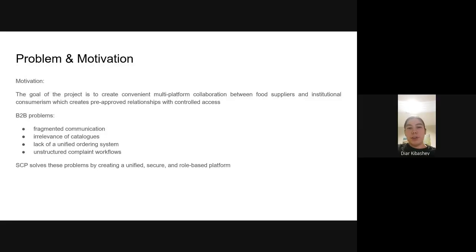The motivation for our application was to create a convenient multi-platform collaboration between food suppliers and institutional consumers, like hotels, restaurants, etc., which creates pre-approved relationships with controlled access. The problems we identified were fragmented communication, irrelevance of catalogs, lack of a unified ordering system, and unstructured complaint workflows. And our solution addresses all these problems by creating a unified, secure, and role-based platform.